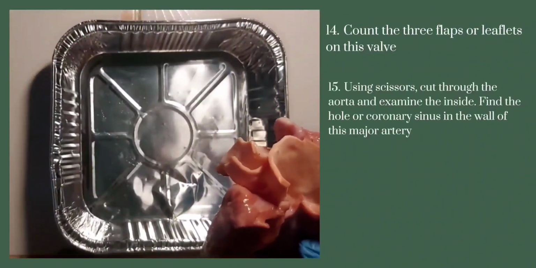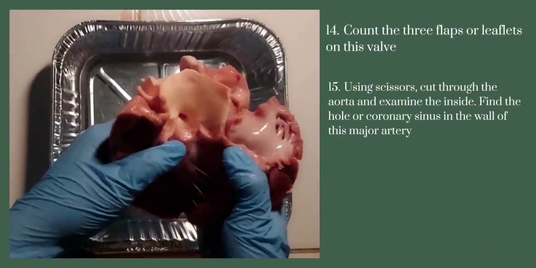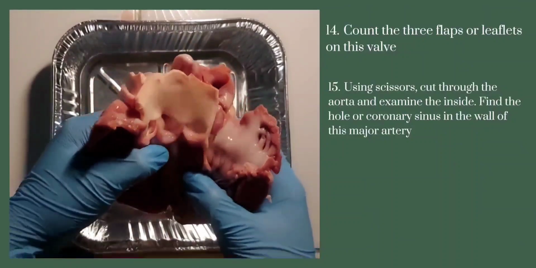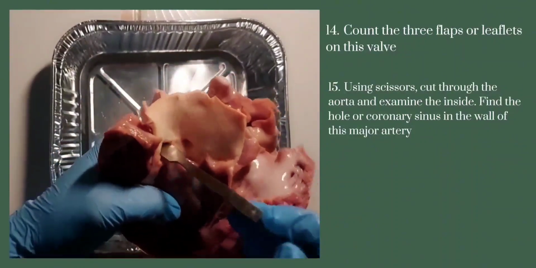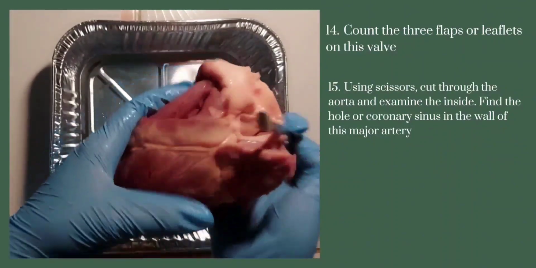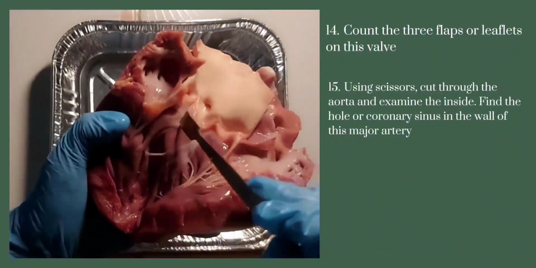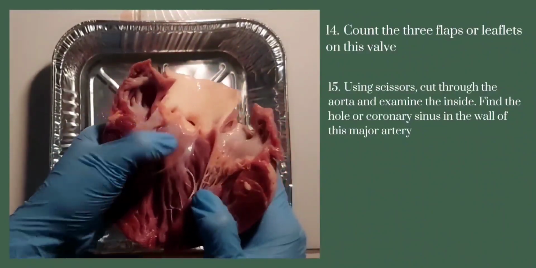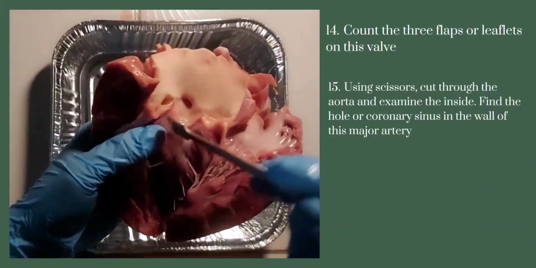And again, using scissors, cut through the aorta and examine the inside. Find the hole or coronary sinus in the wall of this major artery. This leads into the coronary artery, which carries blood to and nourishes the heart muscle itself.